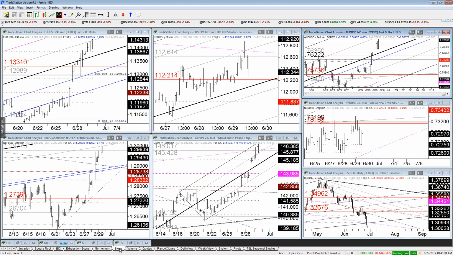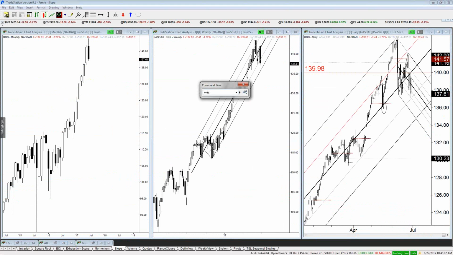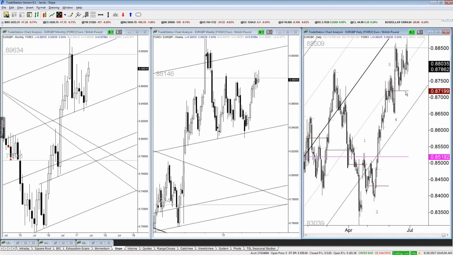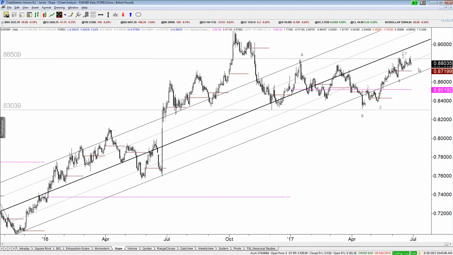Some of these crosses, I talked about these last night, right? So euro pound. Again, short could be interesting, but I'm not dying to short euro pound. Maybe I should be, because this looks like an A, B, C, and this is 5 down, so that means you're going to get something really nasty on the downside.